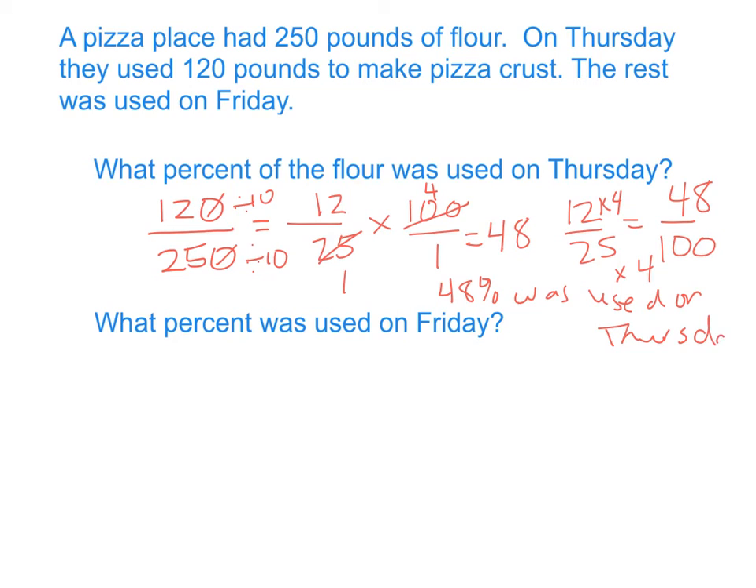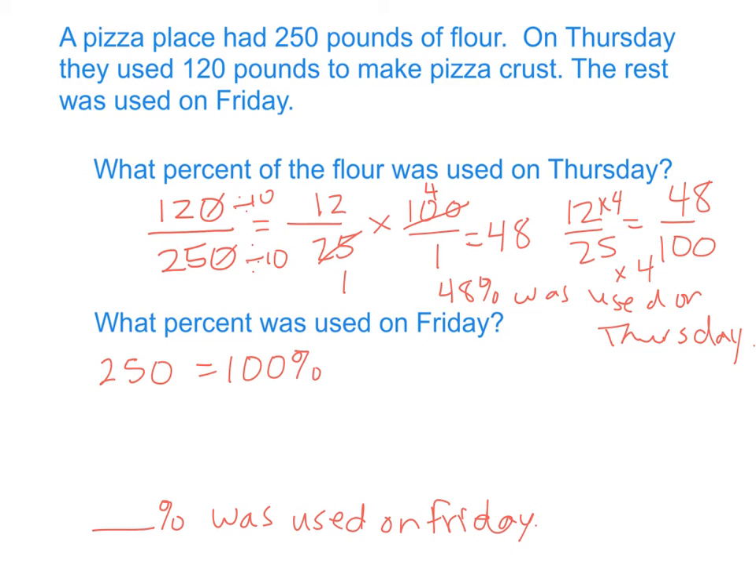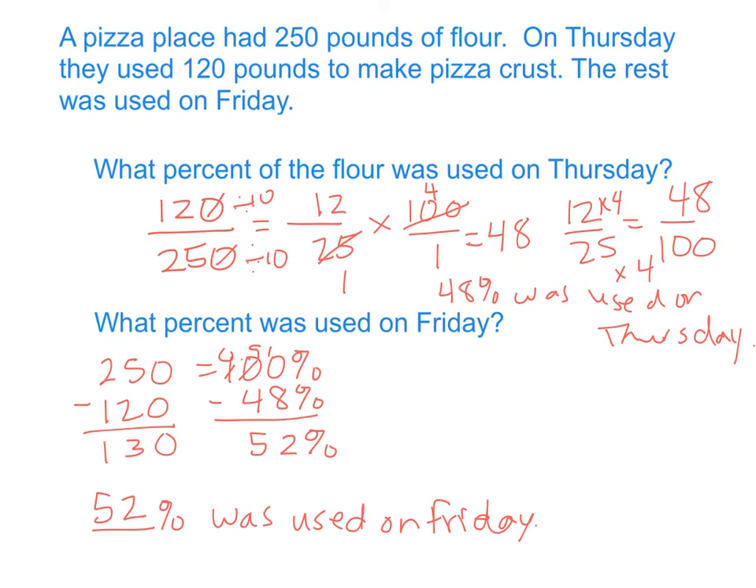We should have written the sentence answer first. So the second one, we'll write our sentence answer first. Blank percent was used on Friday. Well, if the 250 pounds was 100% of the flour, and we used 120 pounds, we would have 130 pounds left, and that was also 48% of the flour. So the 130 pounds, if I subtract here, I would get 52% of the flour was left that was used on Friday.